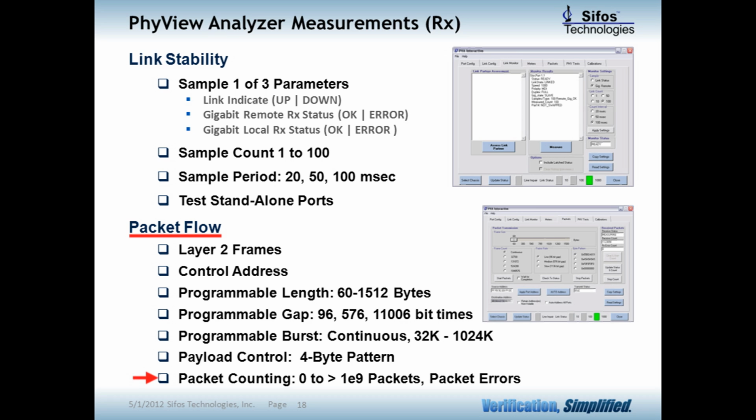On the receiving port, unfiltered layer 2 packet counting and error counting is supported with virtually unlimited count size. External packet analyzers may also be utilized with the PhyView analyzer to take advantage of certain configurable physical layer impairments available in all PhyView test ports.